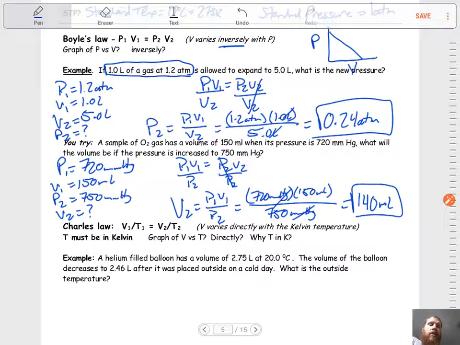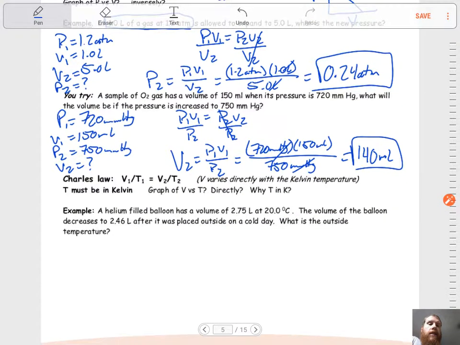Remember, I'm just rounding to correct sig figs, just as practice; you don't have to unless the problem asks you to. That's it, guys. That's Boyle's law. It's using those two variables. Let's continue on and talk about Charles' law.